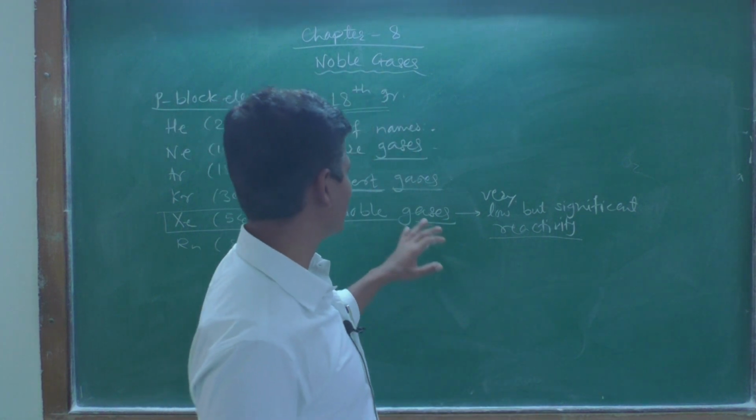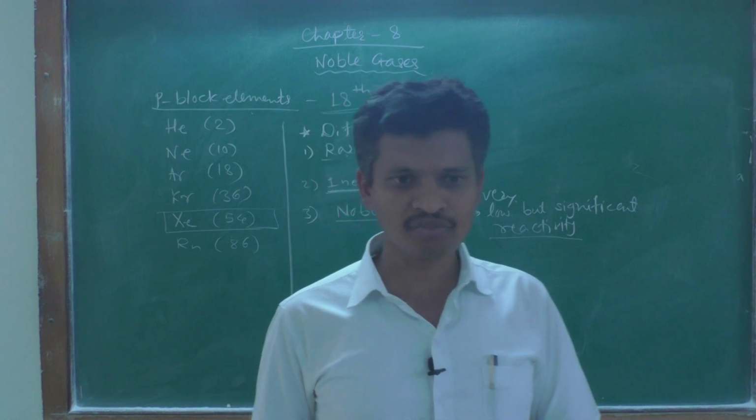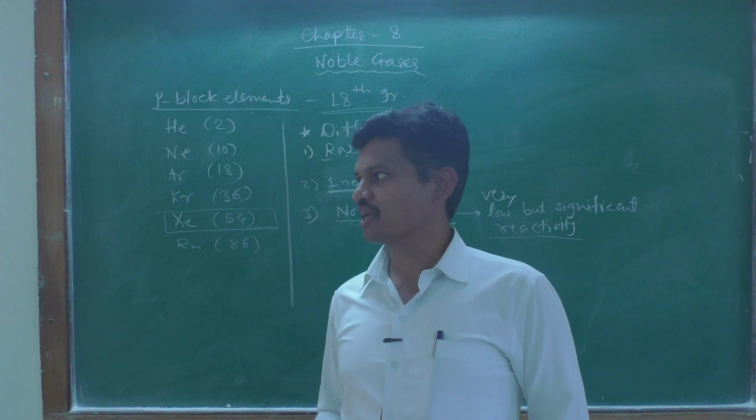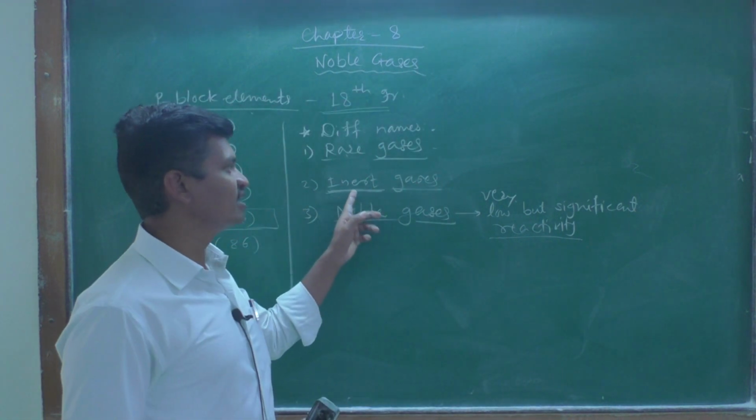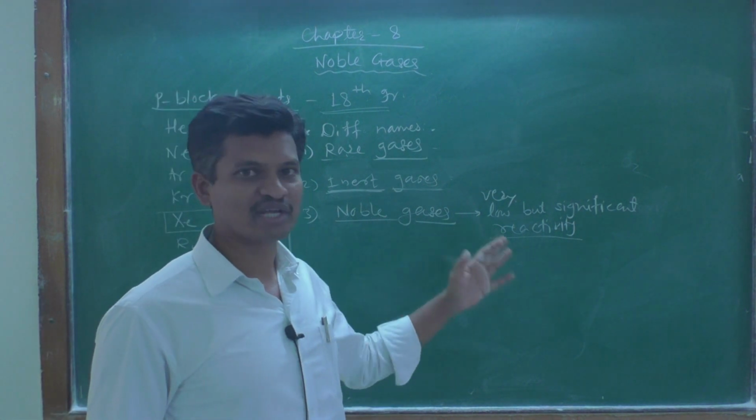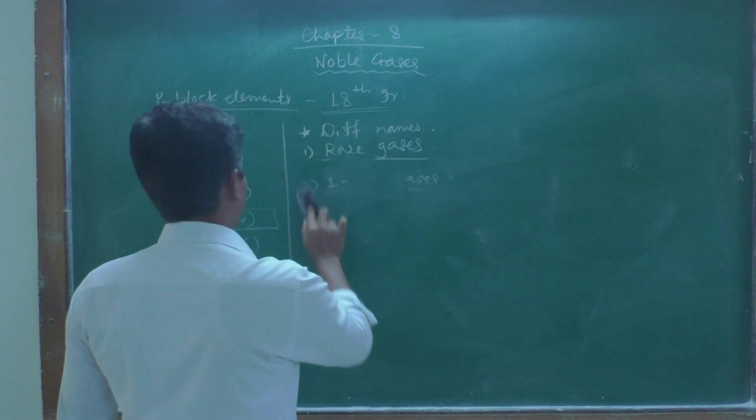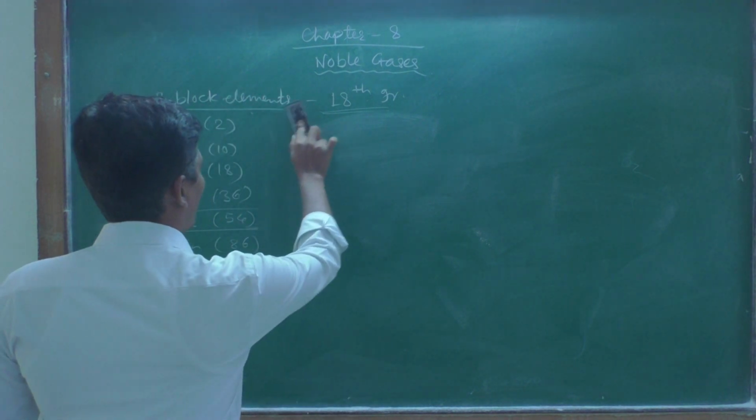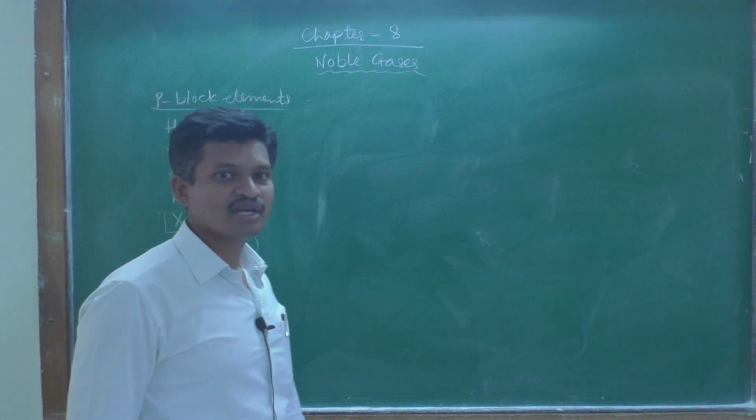Okay, so that's why the term noble gases has been extensively accepted, and that's the reason why rare gases and inert gases are incorrect and the nomenclature noble gases is correct. Okay, now we will see how these noble gases are named after their discovery.